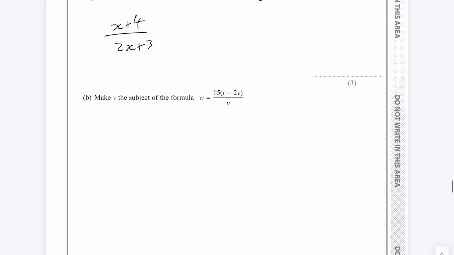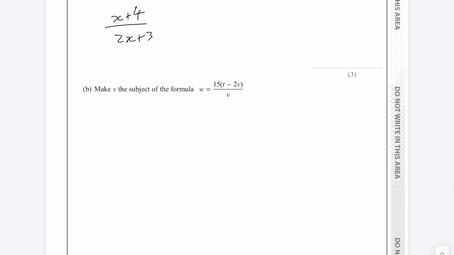Make v the subject of the formula. So to make v the subject of the formula, we have w is equal to 15t minus 2v all over v. We can now move the v over. Normally with these type of questions, you want to get rid of the fraction. So we can do v times w is equal to 15t minus 2v. We can expand the brackets, 15t minus 30v.